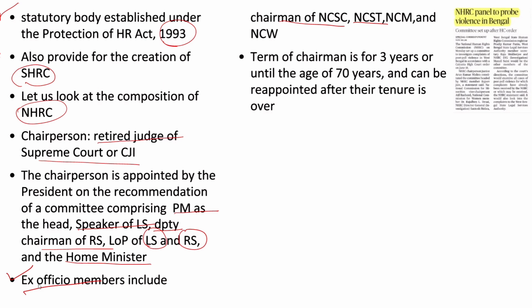The next point is really important. The ex officio members include the Chairman of the National Commission for the SCs, National Commission for STs, National Commission for Minorities, and National Commission for Women. The term of the chairman is 3 years or until the age of 70 years, whichever is first, and the person who is a chairman can be reappointed after their tenure is over.